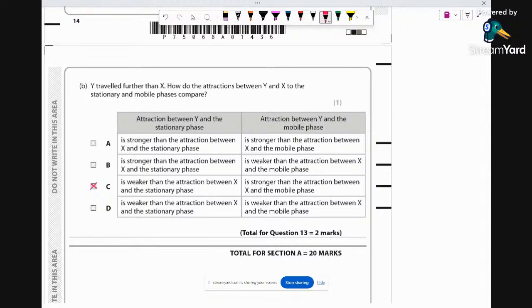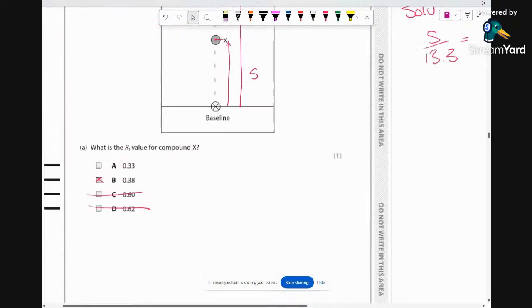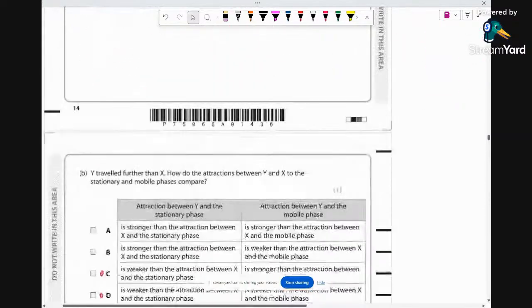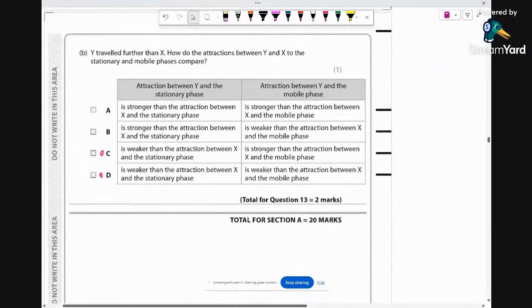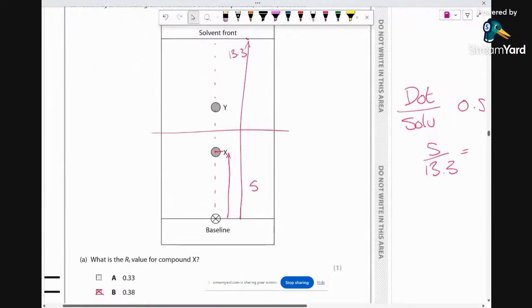But this one is weaker than the attraction between X and the stationary phase. Oh, they're the same. Okay, so C and D are possible. Right, now I need to think about the mobile phase. Y has a greater affinity for the mobile phase than X. The attraction between Y and the mobile phase is stronger than between X and the mobile phase. I'm going to go with C for now, but I'm going to read the second one. So Y is stronger because it's traveled further.